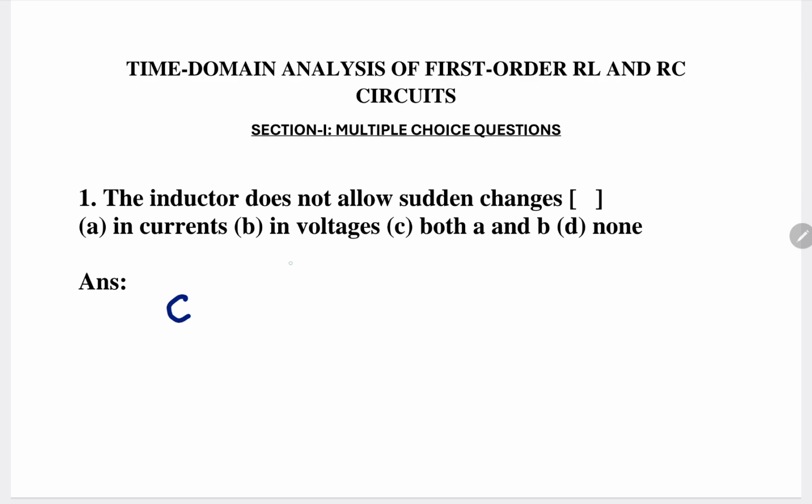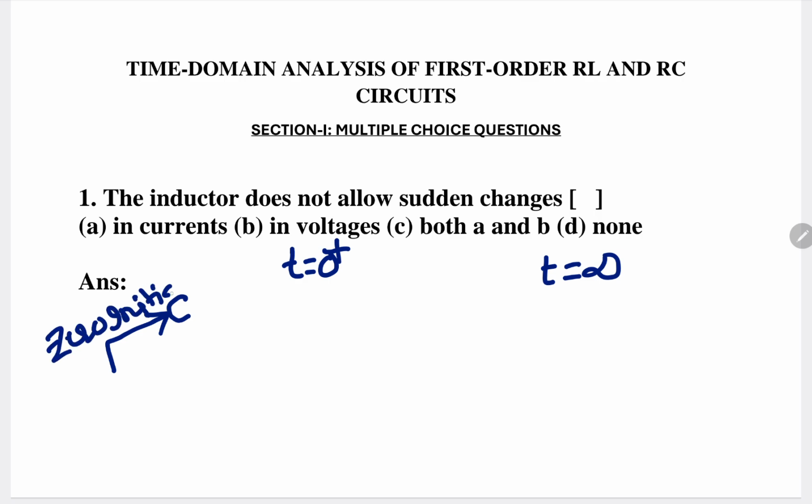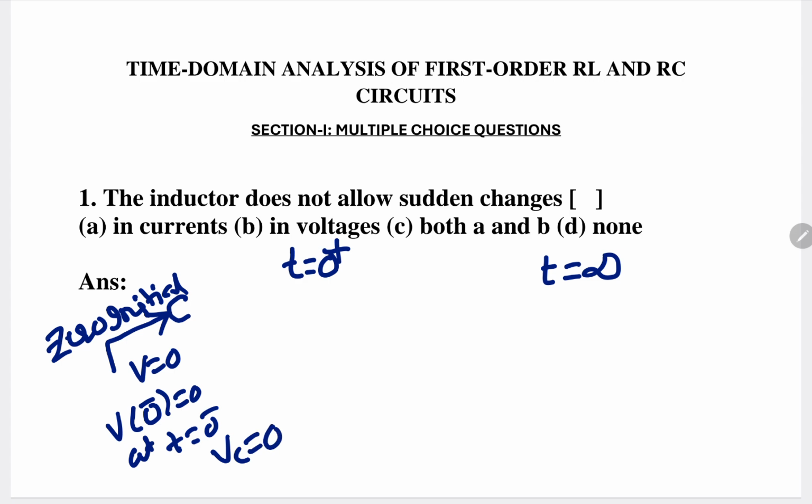So this is a capacitor. At t equal to 0 plus, how will it behave? At t equal to infinity, how is it going to behave? I have taken a capacitor with 0 initial conditions. 0 initial conditions means the initial capacitor voltage is equal to 0. That means V of 0 minus is equal to 0, or at t equal to 0 minus, the voltage across the capacitor is 0.